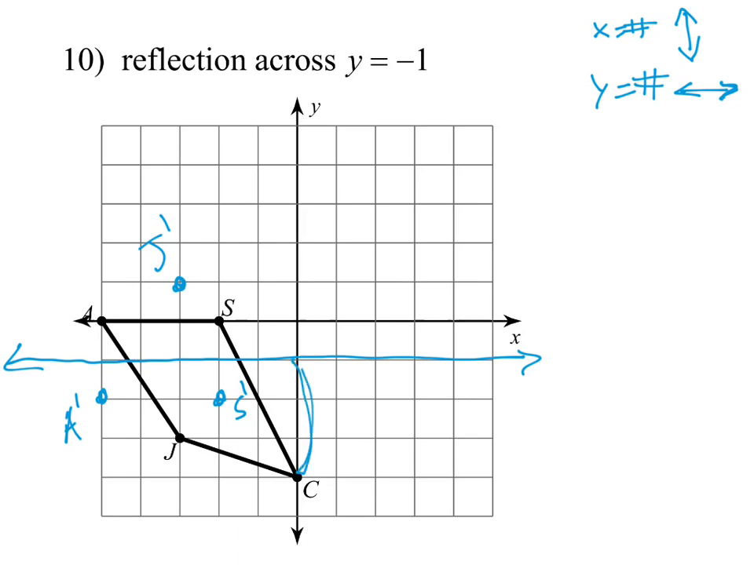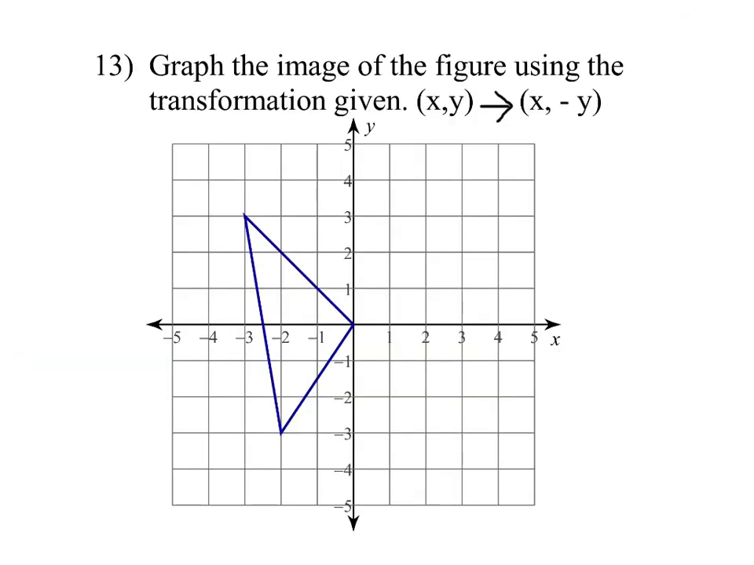And then C. C is down 3, so I'm going to go up 3. That's why I like to draw little swoops so I can see it. But there's my C prime. Now I have those 4 points, and I can connect it up to make my shape. Hooray! I reflected over it.